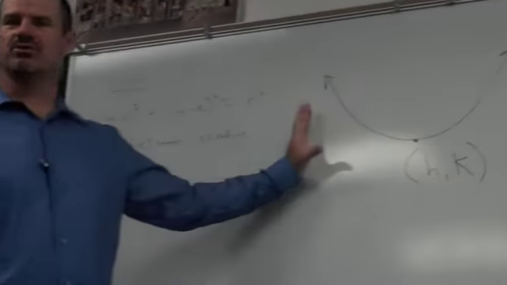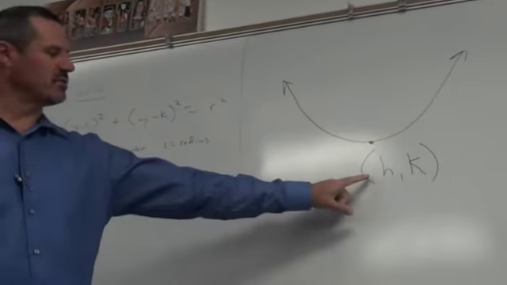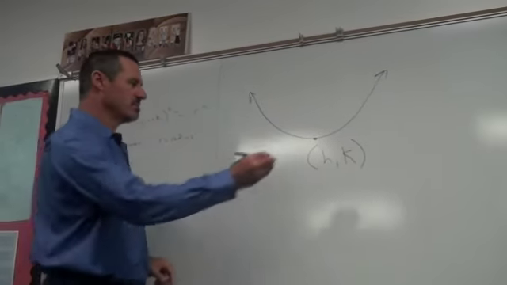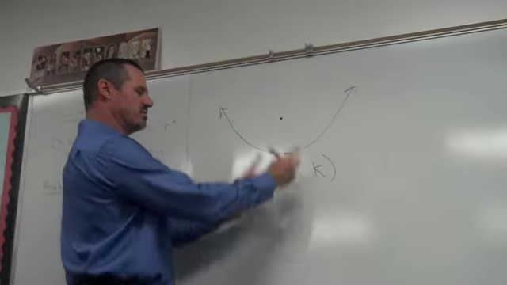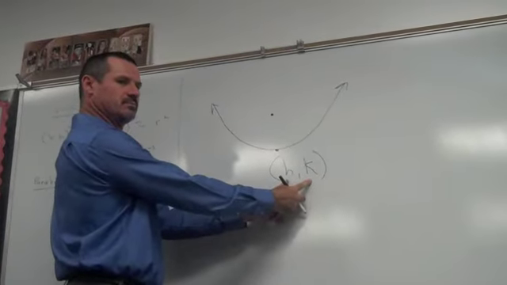Okay, so I have the parabola drawn here that's going up. The vertex is (h, k). So I'm going to draw the focus, which would be somewhere up in there. Now when I move straight up, which of these stays the same? K.